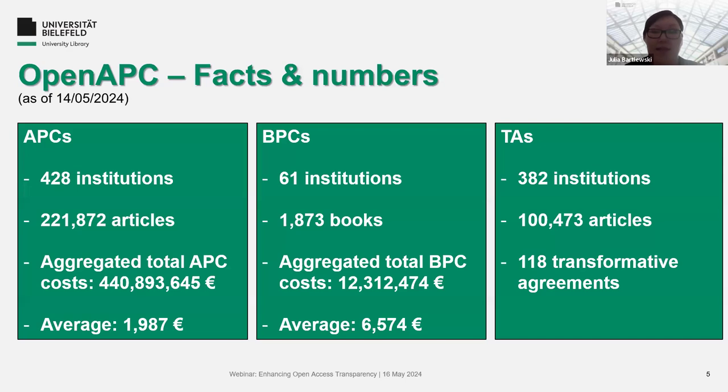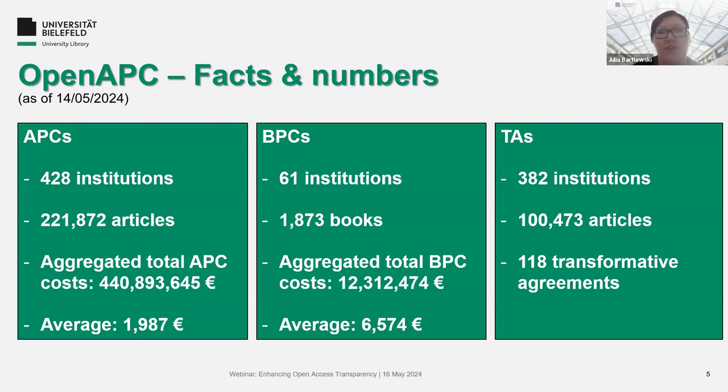And if you go ahead and sum up all the APCs in this data set, you get a total sum of over 450 million euros. So a lot of money there in open access publishing. The BPC data set is somewhat different in terms of numbers.